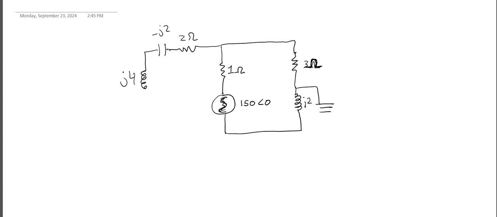You'll see if you look at the problem the way I worked it last year, I said, you know what, I'm going to put ground at the bottom and then transfer things at the end. But this time I'm just keeping ground there where it is. So that's J2, and this is going to be 3 ohms. And then on this side I have 2 ohms. And I've got a capacitor that's minus J2. And then I have an inductor that's J4. And then a resistor that's 3 ohms.